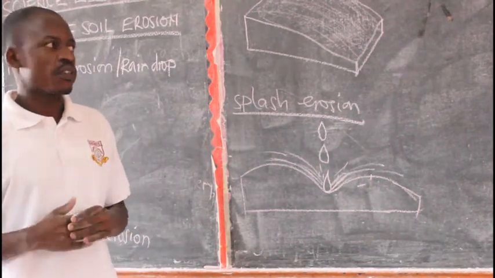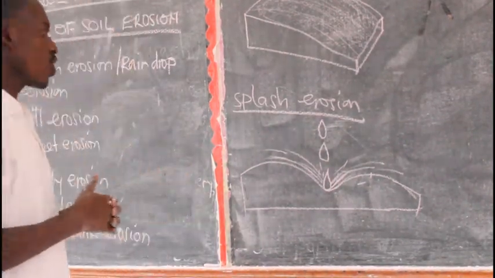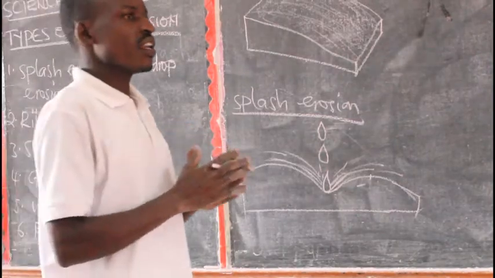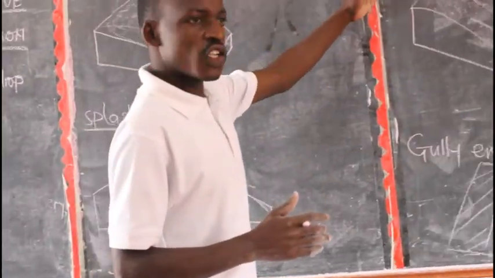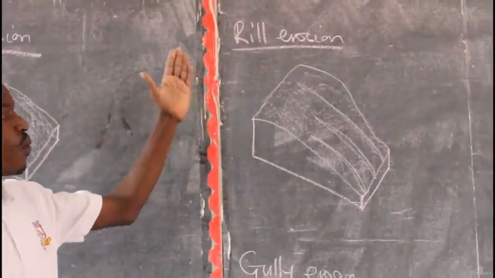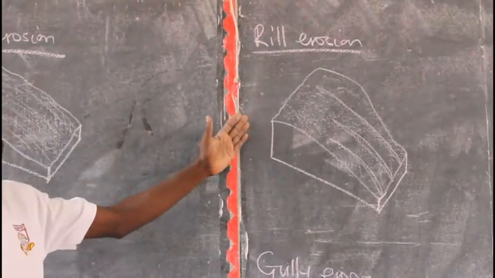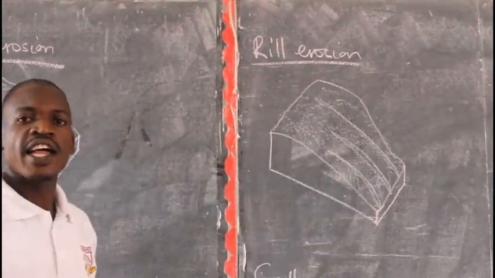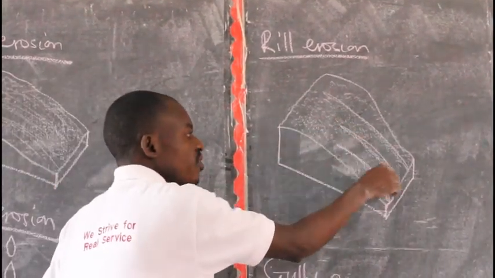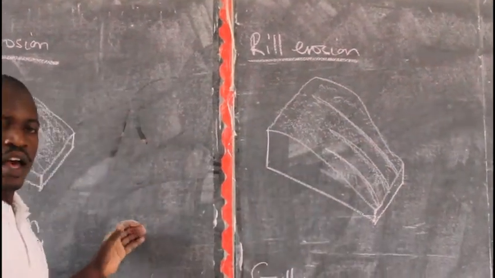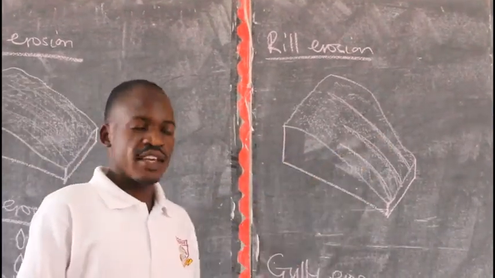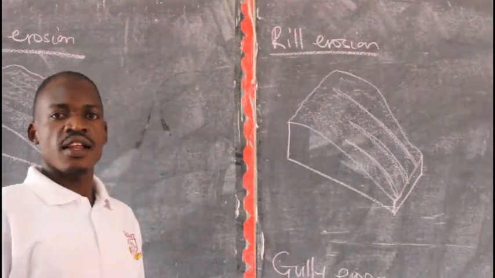It's caused by raindrops. Then we have another type of soil erosion called rill erosion. Rill erosion takes place on the gentle slopes or surfaces, whereby running water or fast-flowing water washes away the topsoil and creates rills. These are our rills, small lines in the soil. As water continues to move on its path, it causes the rills, the small lines in the ground. That's what we call rill erosion.